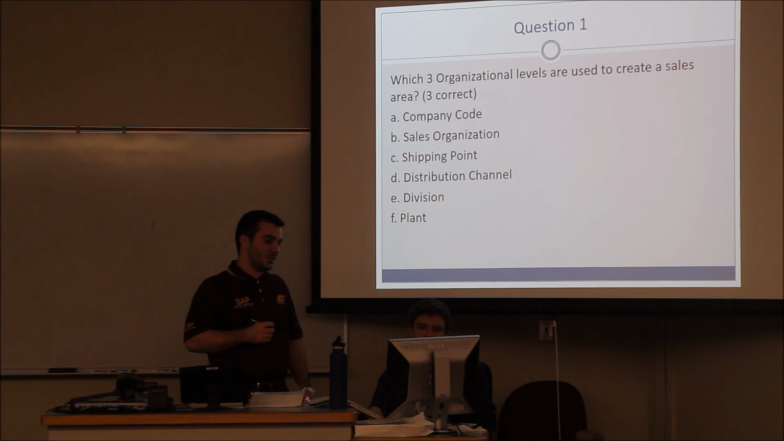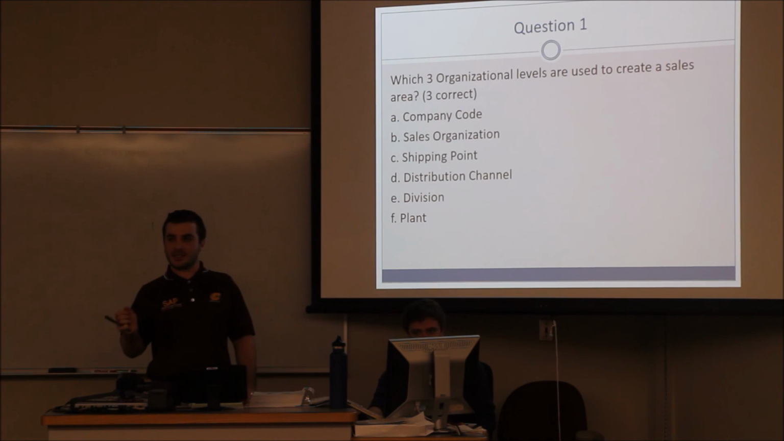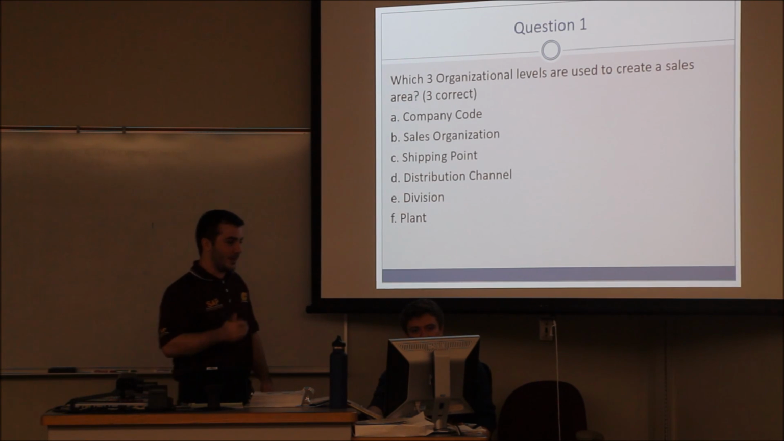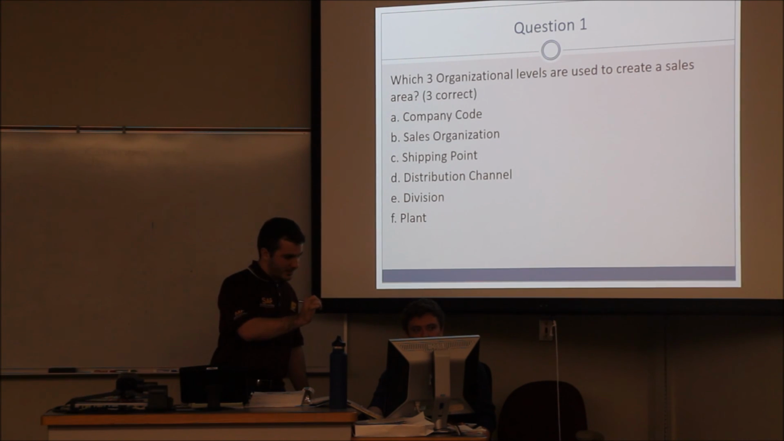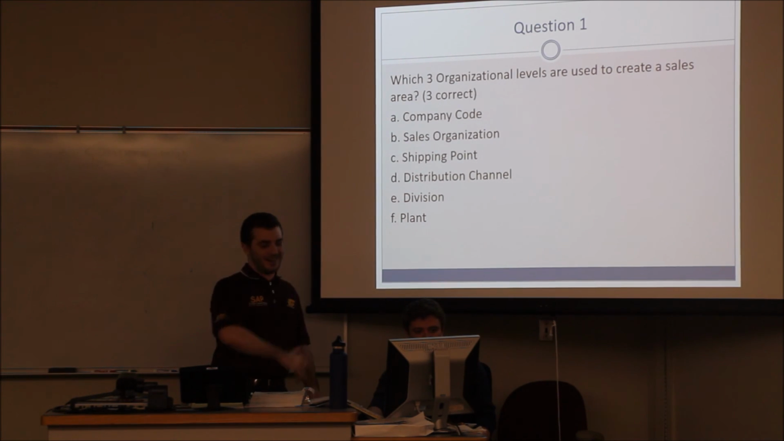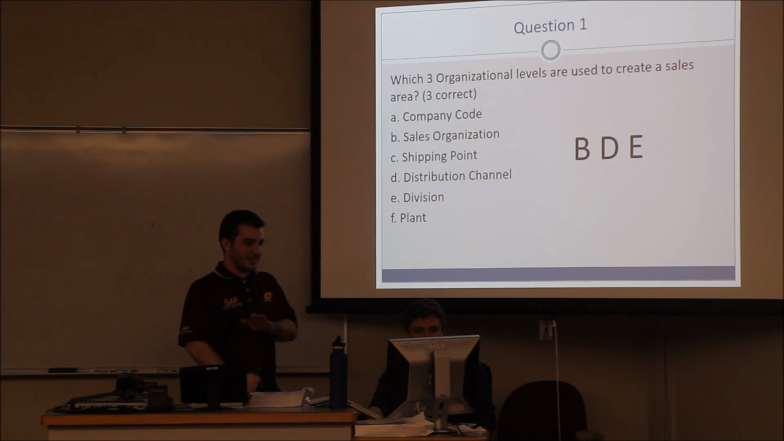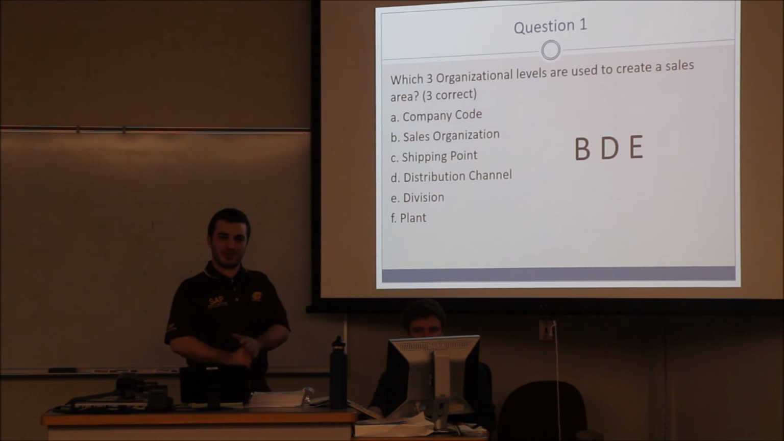Which 3 organizational levels are used to create a sales area? 3 are correct. Is it A, a company code, B, a sales organization, C, a shipping point, D, distribution channel, E, division, or F, plant? Does anybody want to take a stab at it? B. That's correct. What'd you say? B. D. E. Alright, you got it. B, D, E. I thought you said A for some reason.